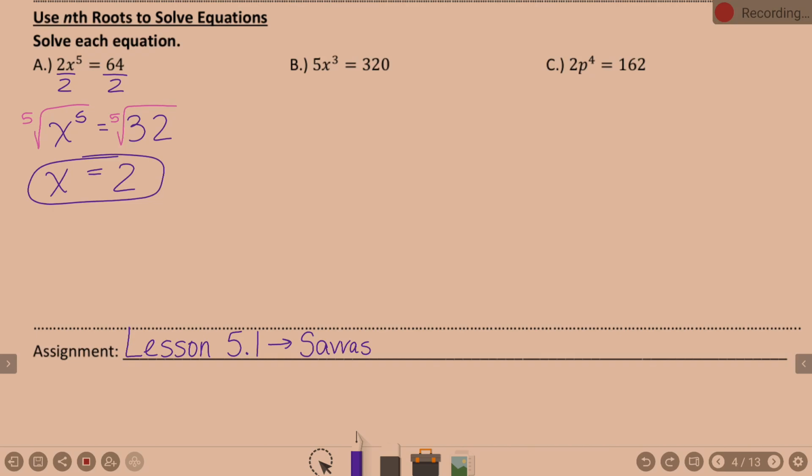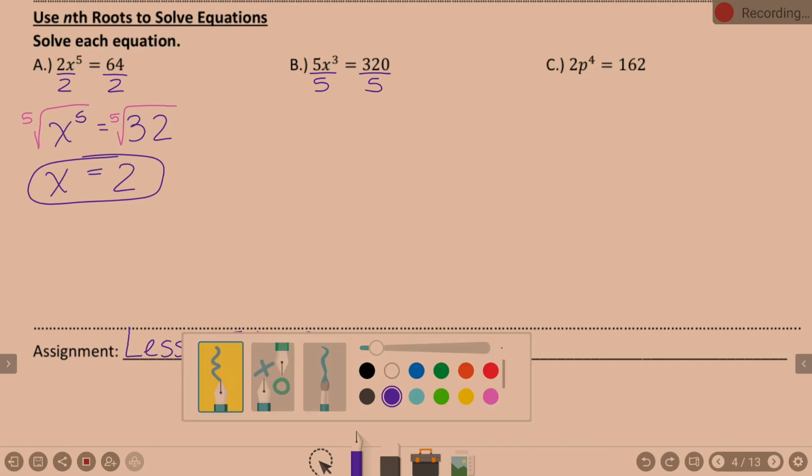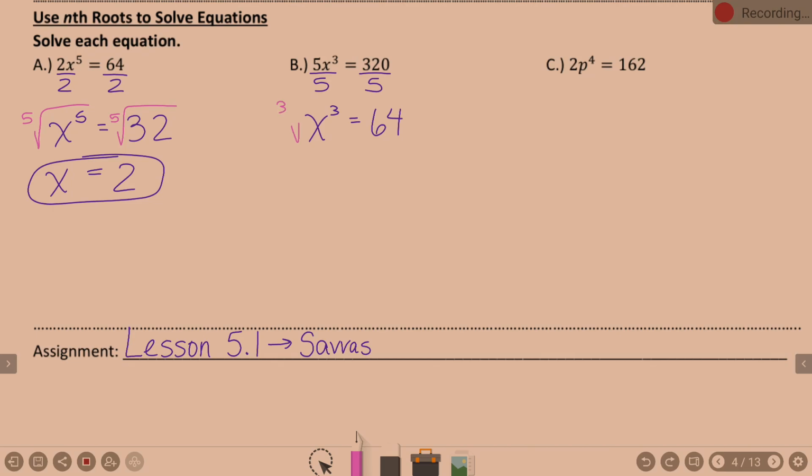Okay. What about 5x to the 3rd equals 320? Divide by 5. Thank you. I was wondering what that was going to be. X to the 3rd equals 64. What do we do this time? Cube root. We do the cube root. What's the cube root of 64? 4.